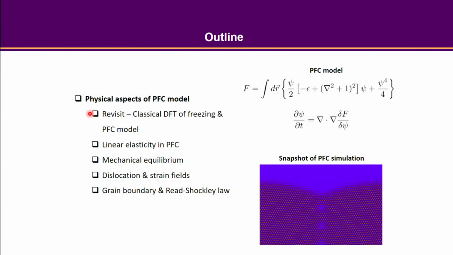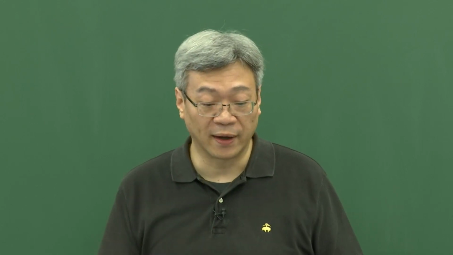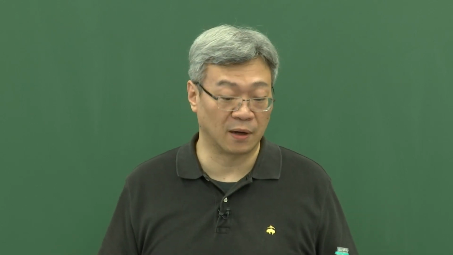But before that, I would like to talk a little bit more again about the relation between the classical density functional theory of freezing and the phase field crystal model. In this part, I will quickly go through Professor Elder's paper in 2007, which is very important. He shows a way that I can start with the classical density functional theory and formulate a corresponding phase field crystal model, okay?